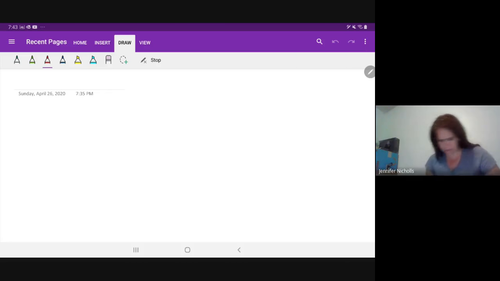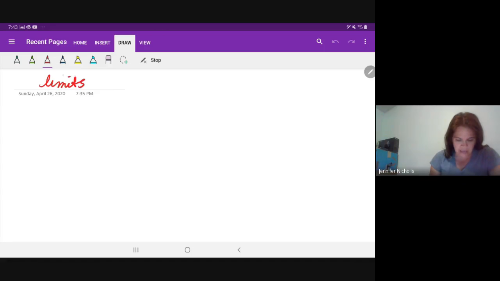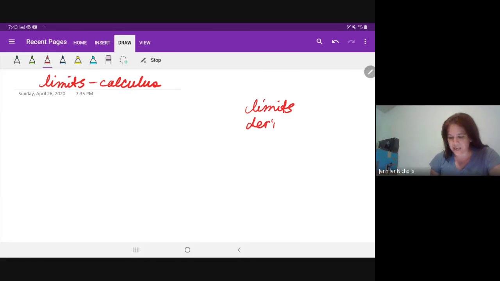So today we're starting limits, which is a calculus concept. It's the hardest part of calculus, the weirdest part. Once you learn the other two topics, I'll write them over here. You learn limits in calculus. You learn derivatives in calculus. And then you learn antiderivatives in calculus. And antiderivatives are another thing called integrals.